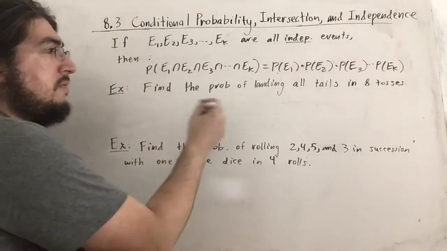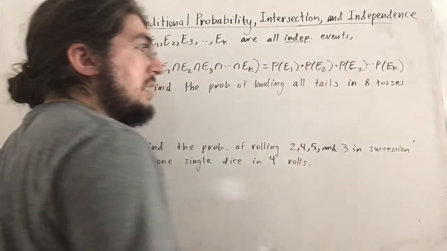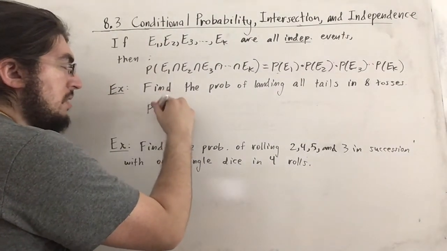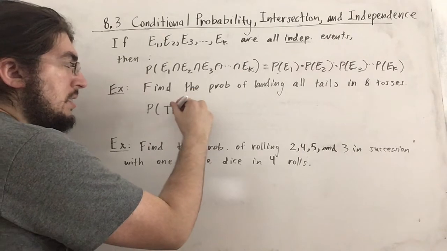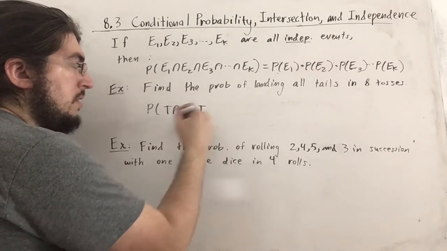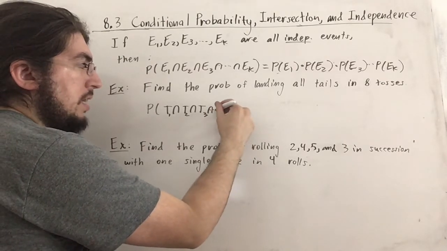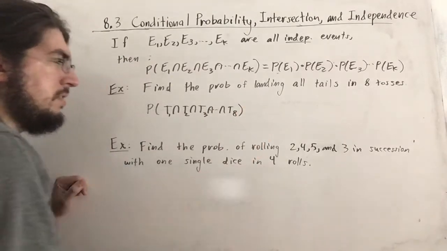So here, to find the probability of landing all tails in 8 tosses, remember, the probability of landing tails in each toss, so it's going to be tails and tails and tails. So in the first toss, second toss, third toss, all the way to the 8th toss, tails.